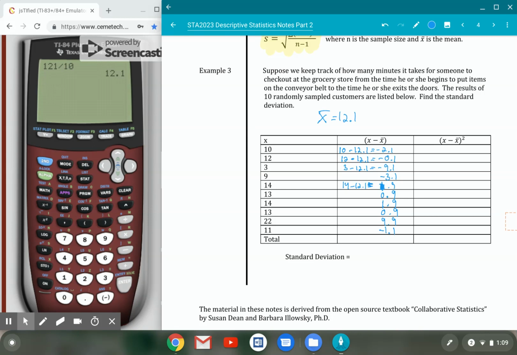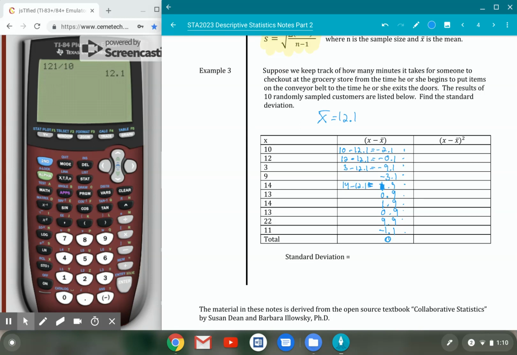Now, here's the thing. If I add all these together, if I say negative 2.1 plus negative 0.1 plus negative 9.1 plus negative 3.1 plus the 1.9, all the way down the list, what's going to happen is the total is going to be 0. These negative values are going to cancel out with these 5 positive values. That's why we have the squared in our standard deviation formula, to keep these from canceling out.